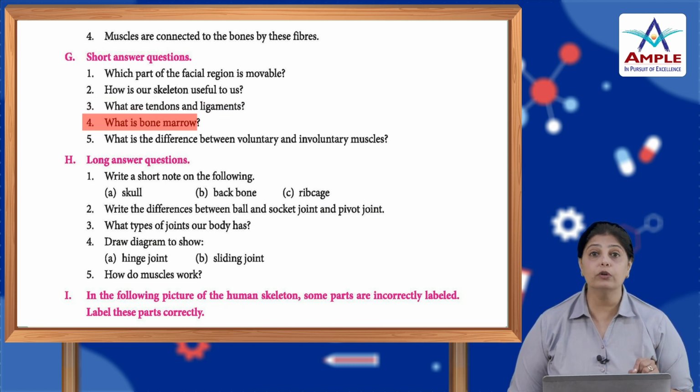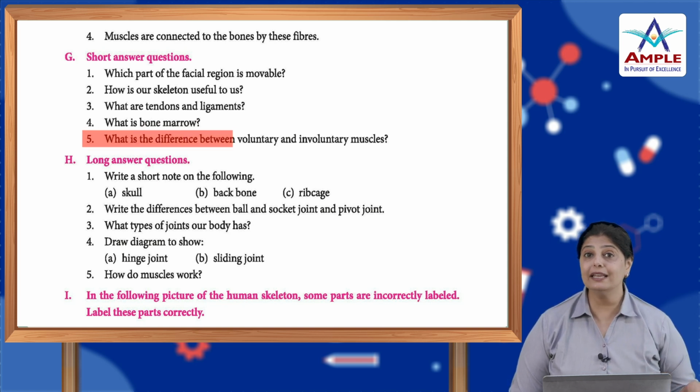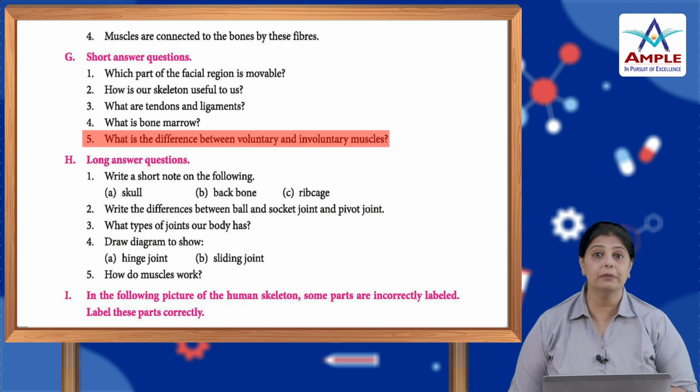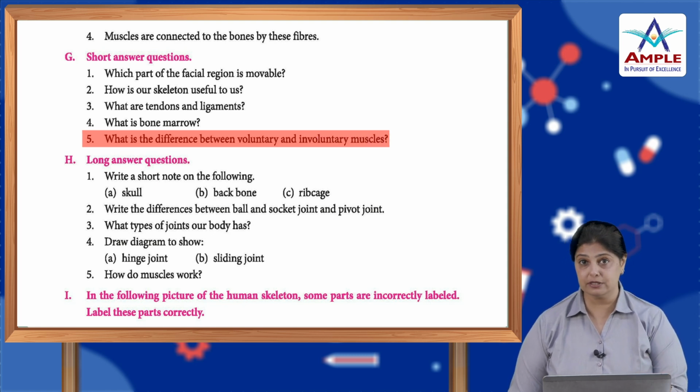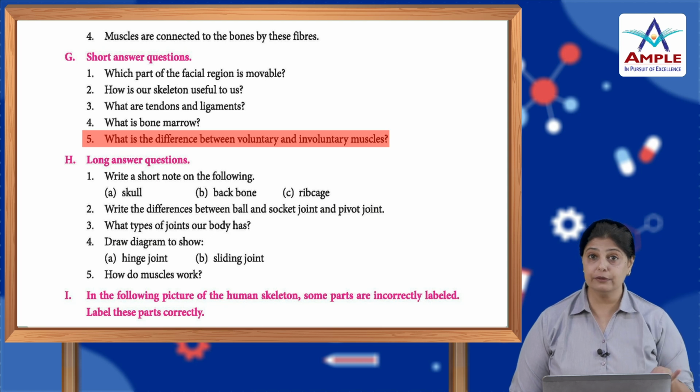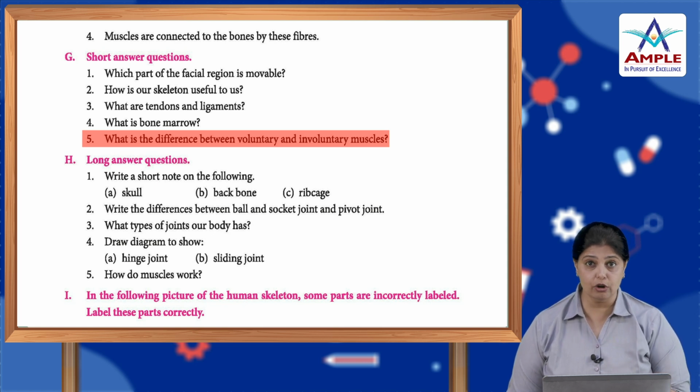And what is bone marrow? What do you mean by the term bone marrow? Where is it situated? What is the difference between involuntary and voluntary muscles? You have to mention the difference between voluntary muscles and involuntary muscles. Okay. Muscles that we can control and muscles we cannot control.